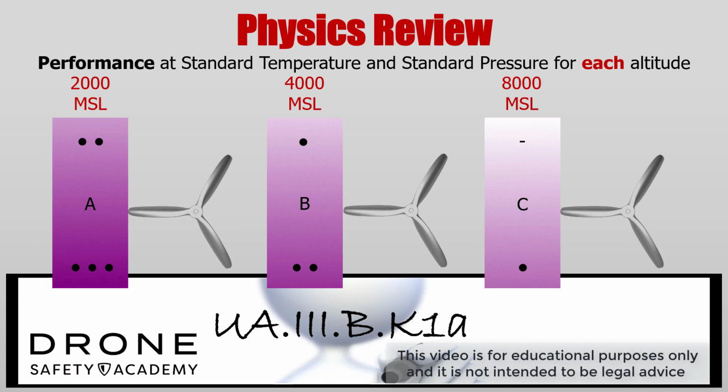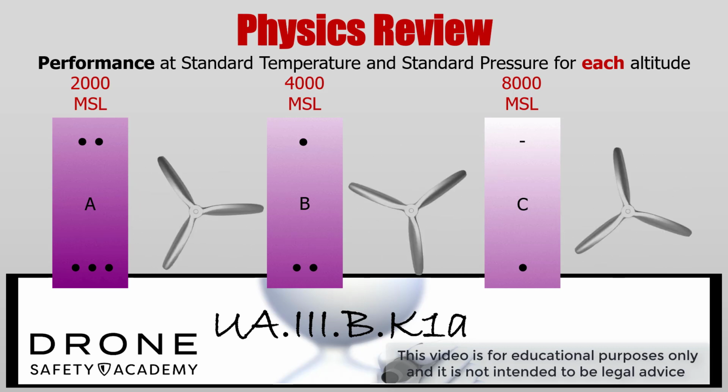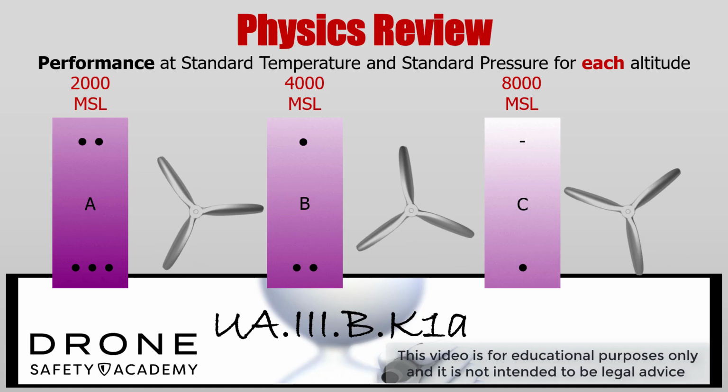Now let's take a look at how an aircraft engine will operate at different altitudes. In the first one, we have 2000 MSL. In the second one, we have 4000 MSL. And in the third, we have 8000 MSL. These are three distinctly different altitudes. And an aircraft engine, based on these altitudes, will operate differently. The lower the altitude, the better the engine will perform. That's because the propellers at lower altitudes have more molecules to push.